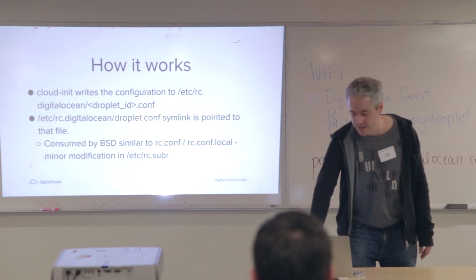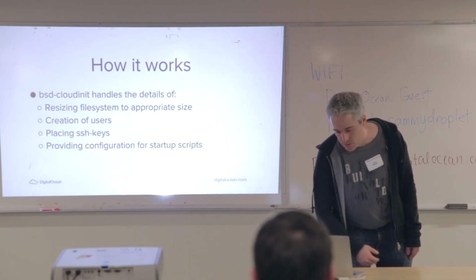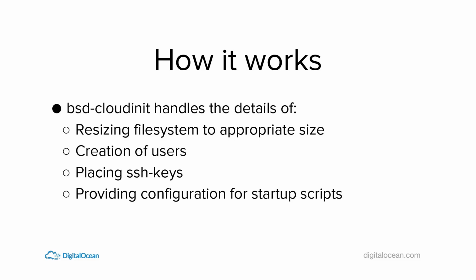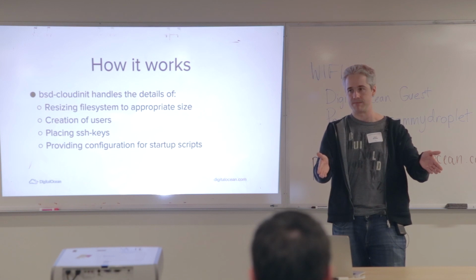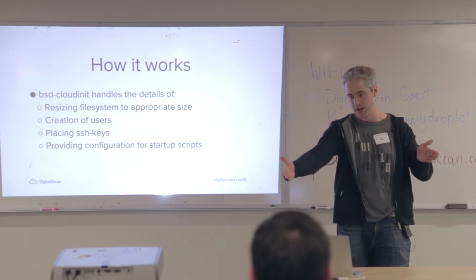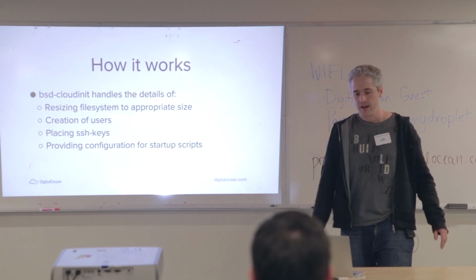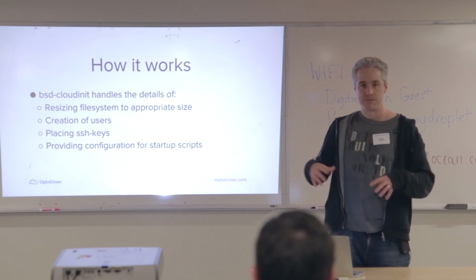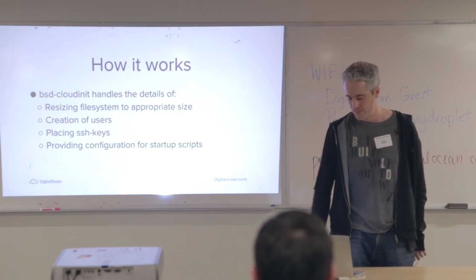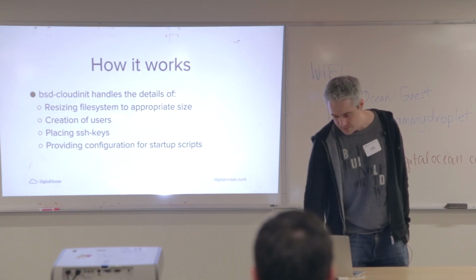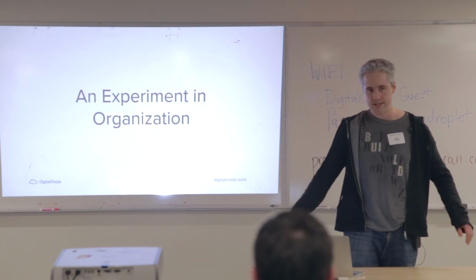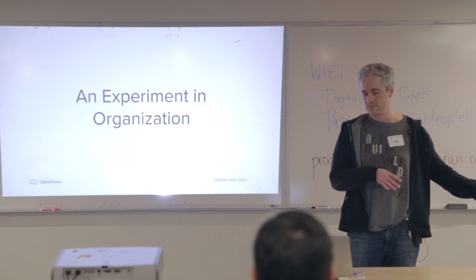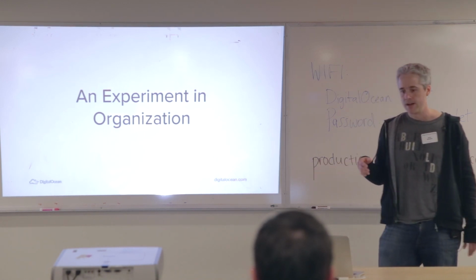It's just injected there, so that's how it's read. And as I said, BSD Cloud Init handles the resizing of the file system, so we lay down 40 gigs of space, and then BSD Cloud Init expands it so that it uses all of that. Creation of users, the placing of SSH keys, and all of the startup script stuff, configuration bits. So that's kind of the technical side of this and how we arrived here.